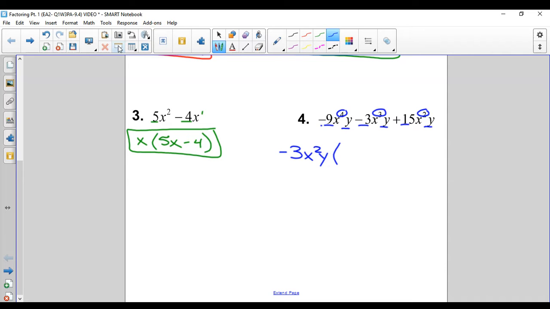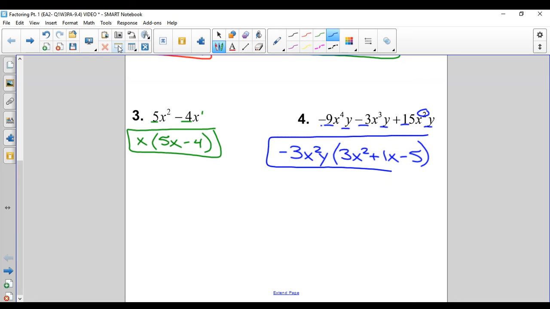Negative 9 divided by negative 3 is a 3. You took 2 x's away from 4, so we have 2 left over, so 3x squared. You took 1 y away from y, there's no y left over. Negative 3 divided by negative 3 is a positive 1. If you want to put a 1 there, go for it. Doesn't matter if it's there or not. You took 2 x's out of 3, 1 is left over. No y's are left over, just like the first term. 15 divided by negative 3 is negative 5, so signs switch. Notice that. X squared, you took all the x's out, you took all the y's out, close it up, finish it.